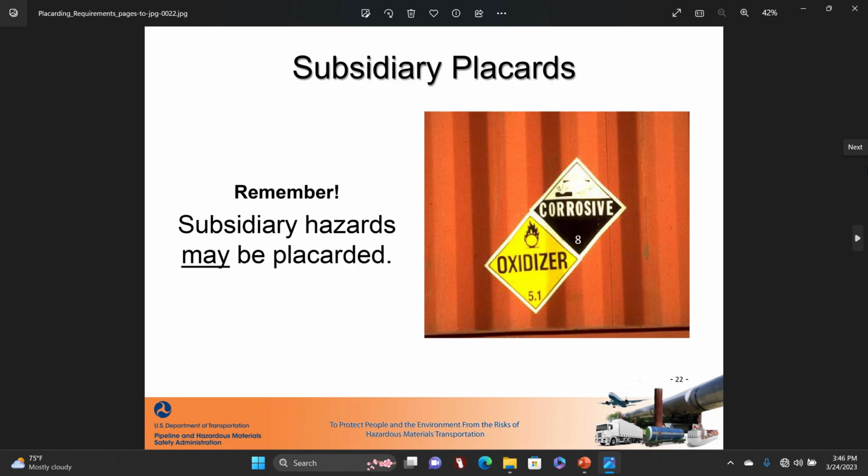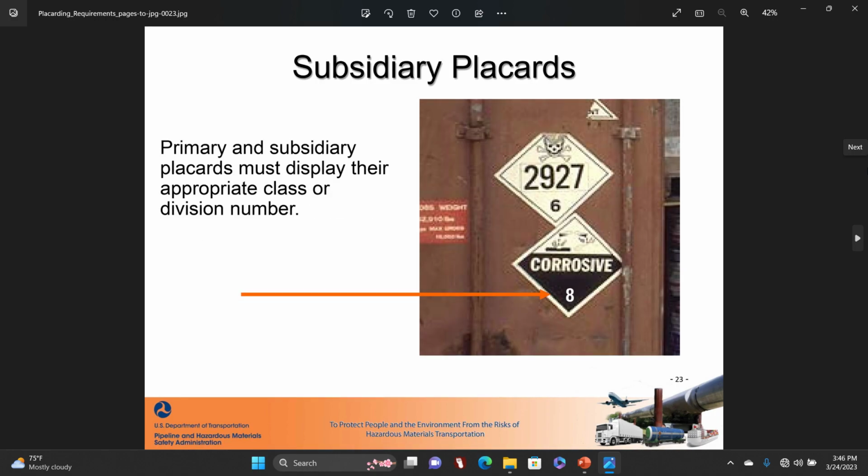Secondary placards, even if they're not Table 1, can be placarded if you choose to. You can start to put up a lot of placards if you start placarding every little thing, though. It's not necessary to placard every secondary hazard. Primary and subsidiary or secondary placards must display their appropriate class and division number.